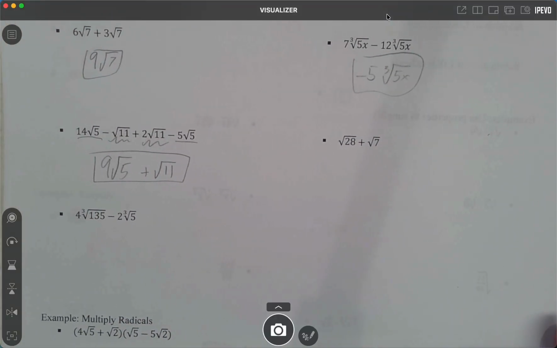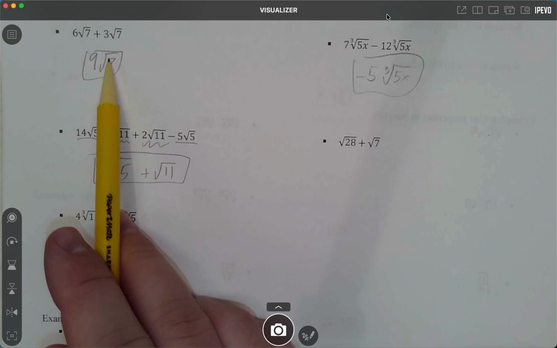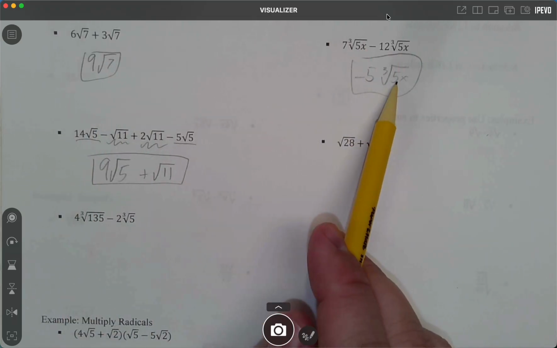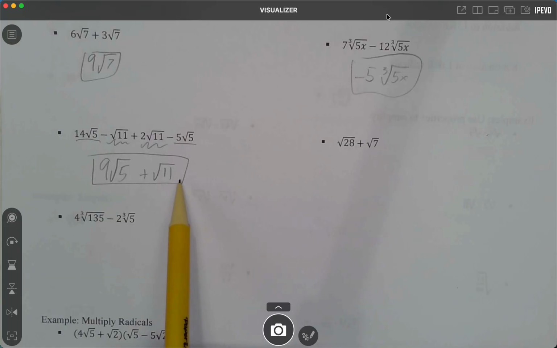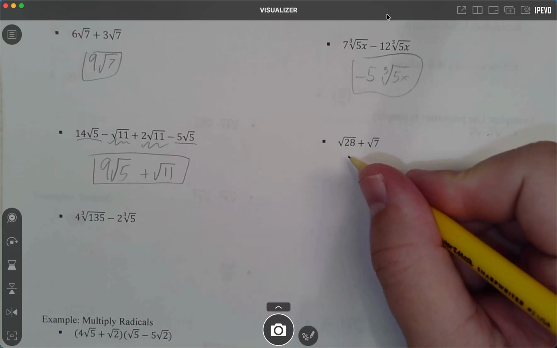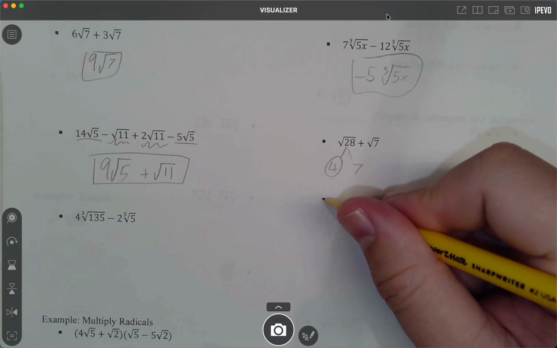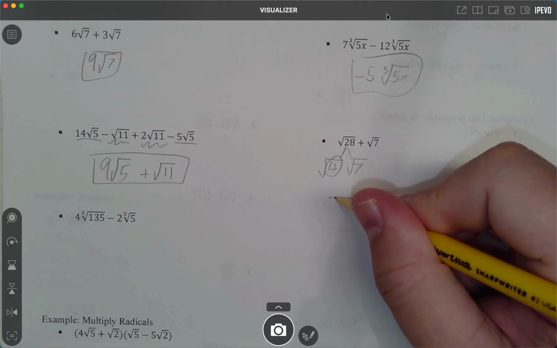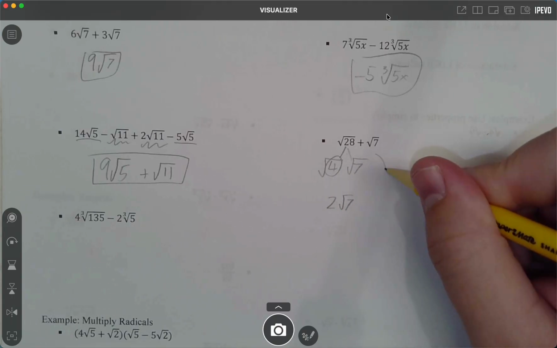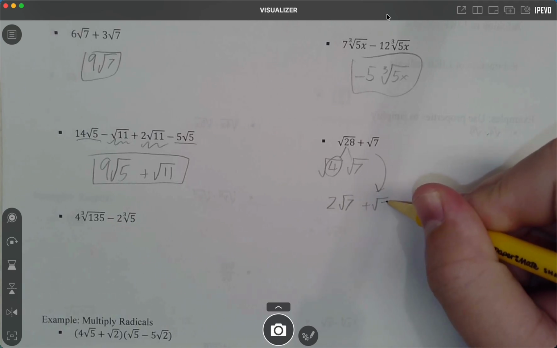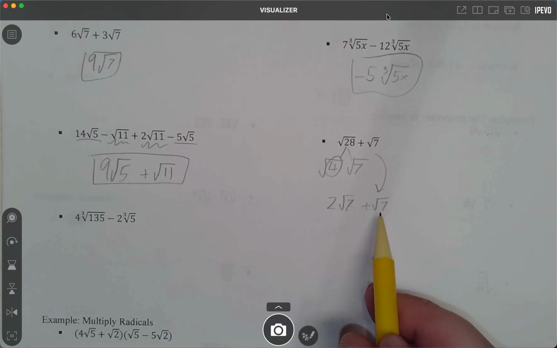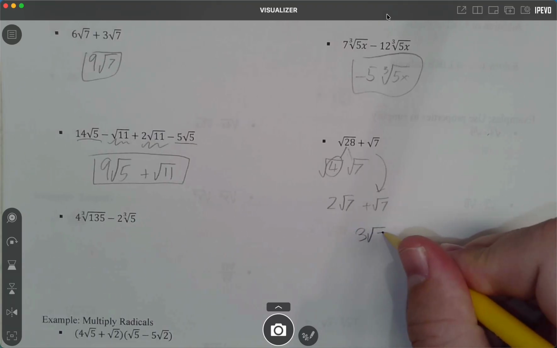All right, now what does that mean for the next two? For the next two, it makes it seem like, well, we're done. There's nothing to do because those aren't the same type of root. But let's look at our 3 prior examples. 7 can't be broken down at all. 5 can't be broken down at all. 5 or 11 can't be broken down at all. But 28 can be broken down into a perfect square of 4 with a remainder of 7. So guess what that means? We have 2 root 7 and an additional square root of 7. So now I have 2 roots of 7 and 1 more root of 7, so I have 3 roots of 7.